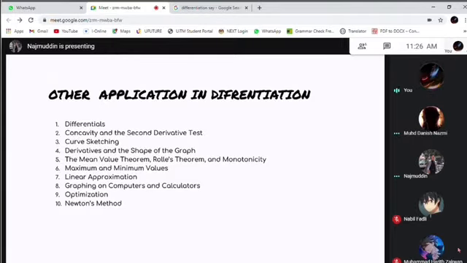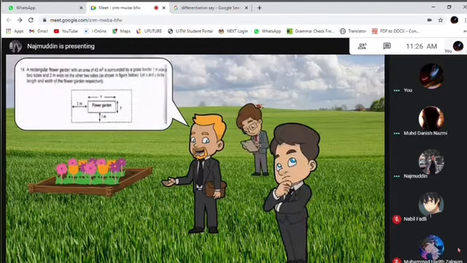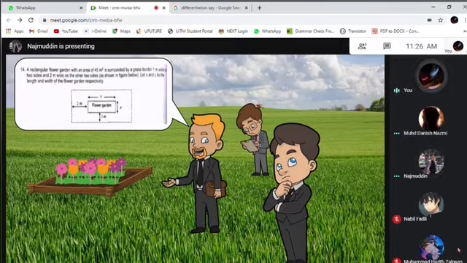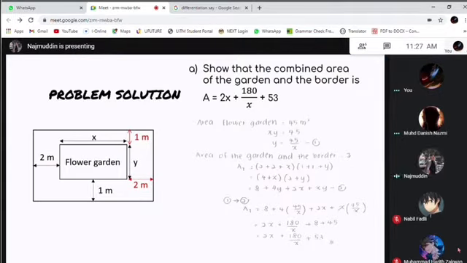Situation problem. I have a rectangular flower garden with an area of 45 meters squared surrounded by a grass border 1 meter wide on two sides and 2 meters wide on the other two sides as shown in the figure below. Let x and y be the length and width of the flower garden respectively. Najmuddin, can you show me that the combined area of the garden and the border is A equal to 2x plus 180 per x plus 53?